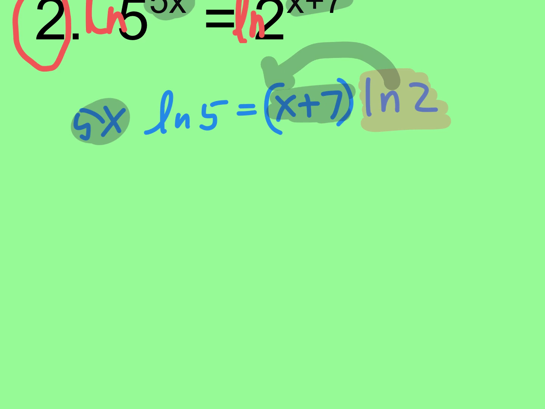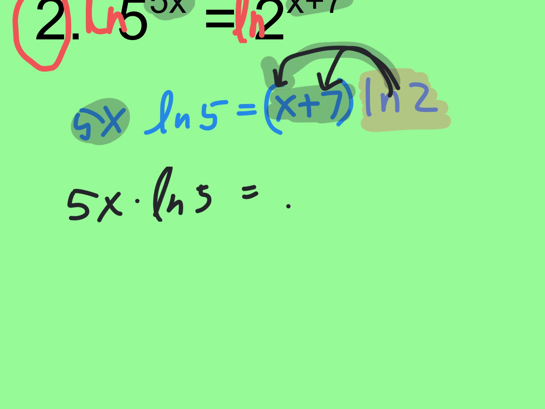This times this. And this times this. So now I have 5x times ln 5 equals x times ln 2 plus 7 times ln 2. Make sure you get what just happened there. I just distributed the ln 2 right here. I just distributed an ln 2 into the x plus 7. Are you good with that?